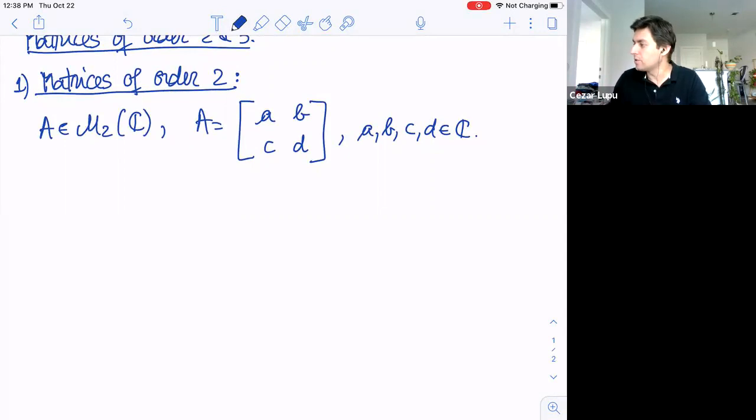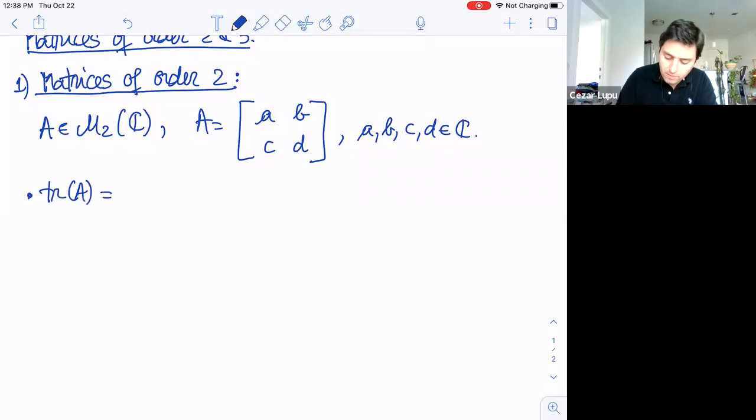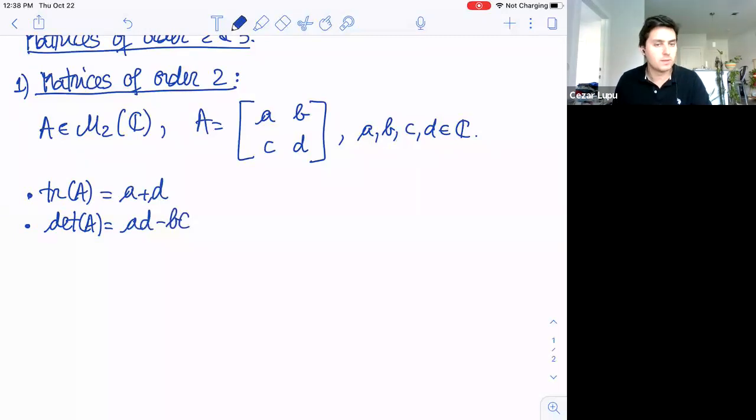And the first thing that you need to know here is, well, you know how to compute A squared and everything like that. There are some things that we need to know here. The two things are the trace of A, which is the sum of the elements on the main diagonal, which in our case is A plus D. And another thing is that the determinant of A is AD minus BC. So this is the trace and this is the determinant.